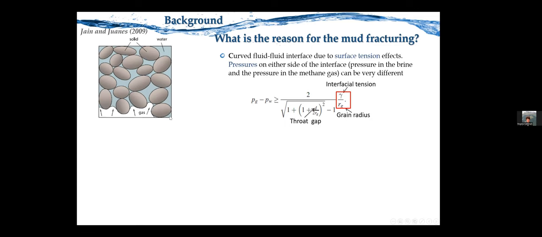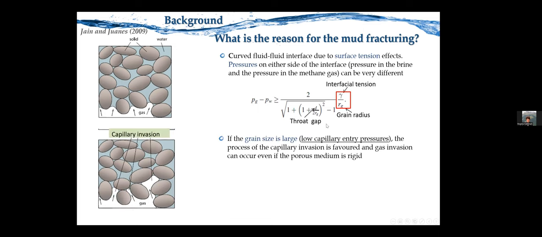More specifically, a gas phase, for instance, may advance to the next pore if its pressure difference with the water exceeds a capillary entry pressure. This is the name of this pressure, and this is the formula for it. You can see there is a dependence on a constant, which characterizes the coexistence of these two phases, named interfacial tension, and the grain radius.